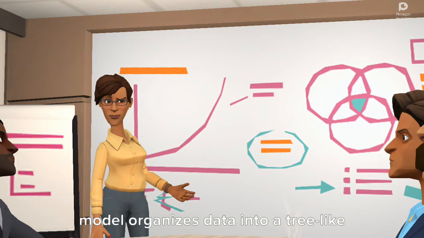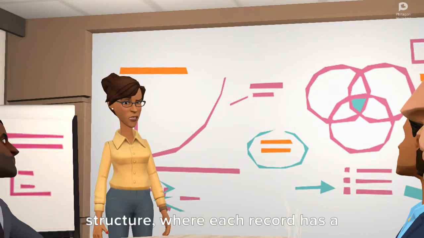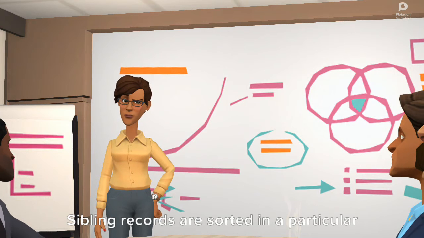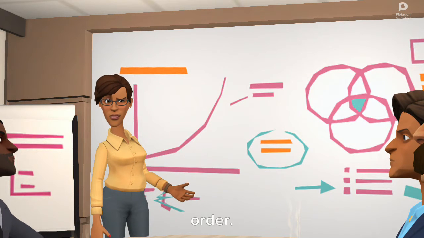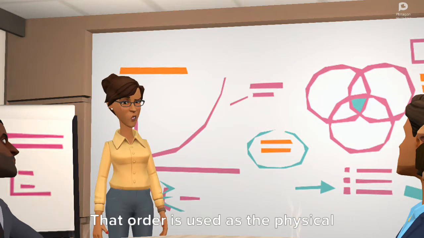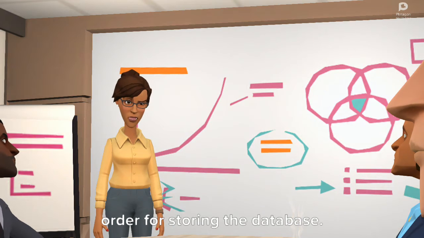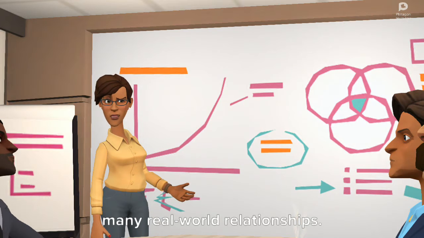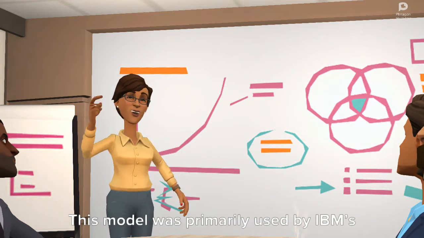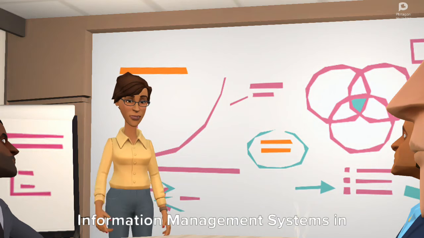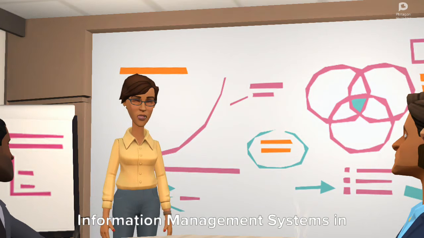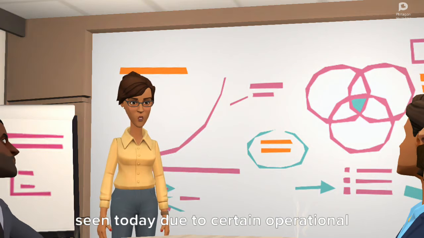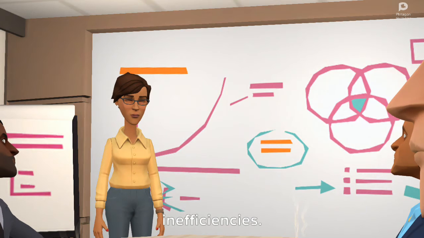Hierarchical model. The hierarchical model organizes data into a tree-like structure, where each record has a single parent or root. Sibling records are sorted in a particular order. That order is used as the physical order for storing the database. This model is good for describing many real-world relationships. It was primarily used by IBM's information management systems in the 60s and 70s, but is rarely seen today due to certain operational inefficiencies.